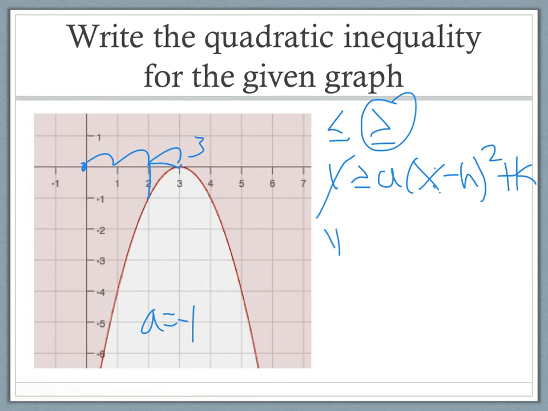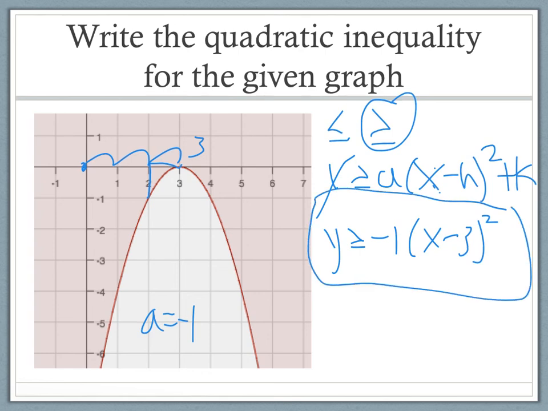Okay, so when I go to write this, I have y is less than or equal to, my a was negative 1. Well, it's going to be x, and since it went to the right 3, it's going to be minus 3. Okay, squared, and then no k value, so I don't need to put something there. That is my final answer.